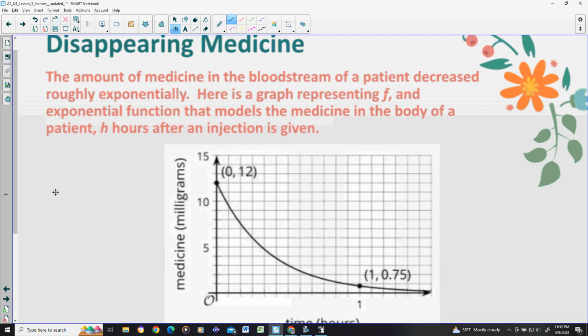Okay, here's another graph. The amount of medicine in the bloodstream of a patient decreases exponentially h hours after an injection is given. So when he gets the shot, he has 12 units of this medicine. But after an hour, he's down to 0.75. Ooh, okay. It's a quick disappearing medicine.